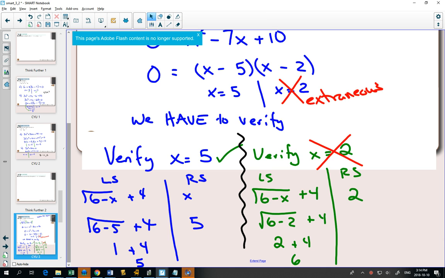And x equals 2 is extraneous. It appears to be right, but when we plug it back in, it actually doesn't work. And so the only answer to this one is x equals 5. All right, try number 12 right now.